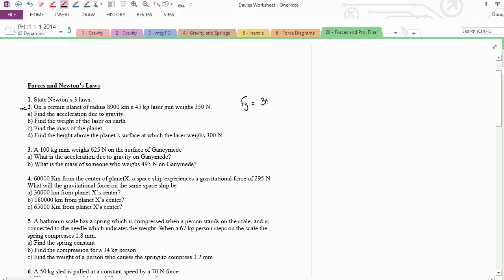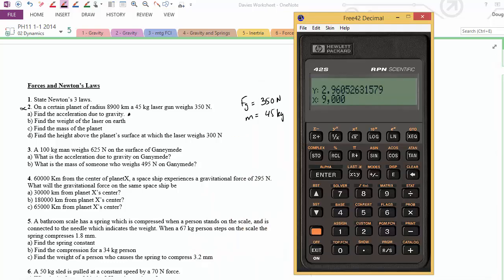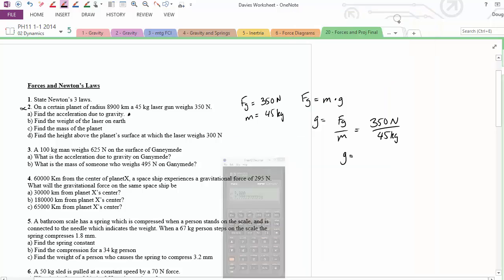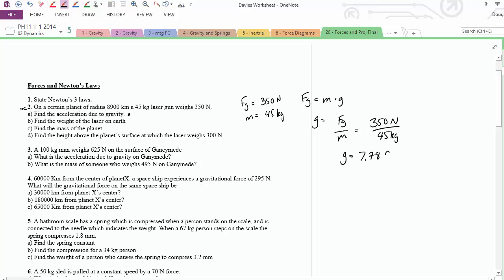The weight is 350 newtons. Mass is 45 kilograms. It's asking what the acceleration due to gravity is. So we know that the force of gravity, the weight, is mass times acceleration due to gravity. So g is Fg divided by m. That's 350 newtons divided by 45 kilograms. g should be an acceleration, not a force. So it's 350 divided by 45, 7.78 meters per second squared. That's A.